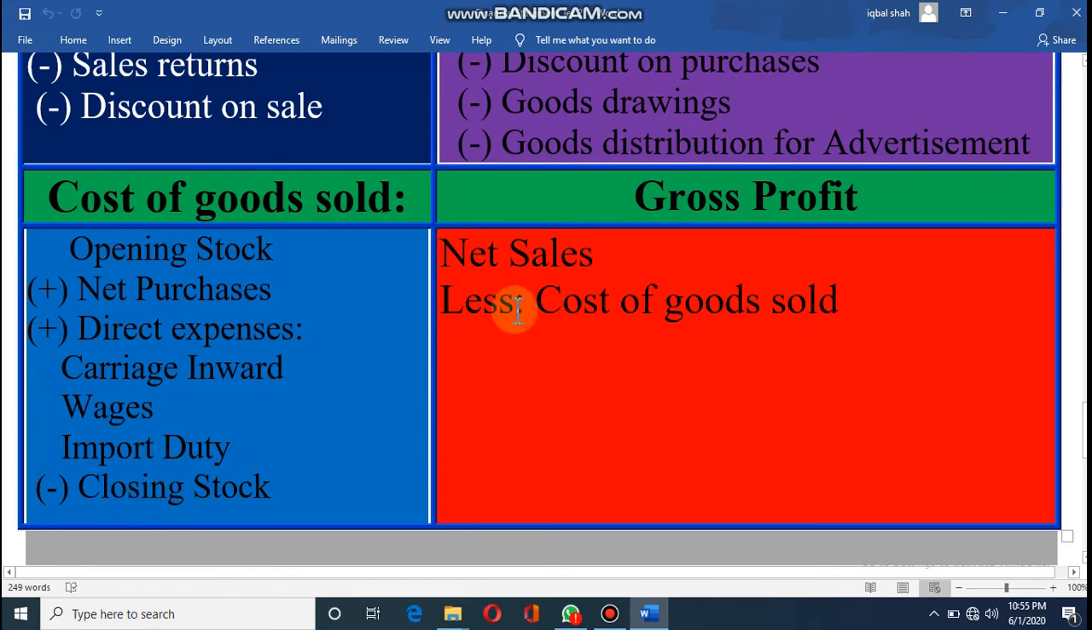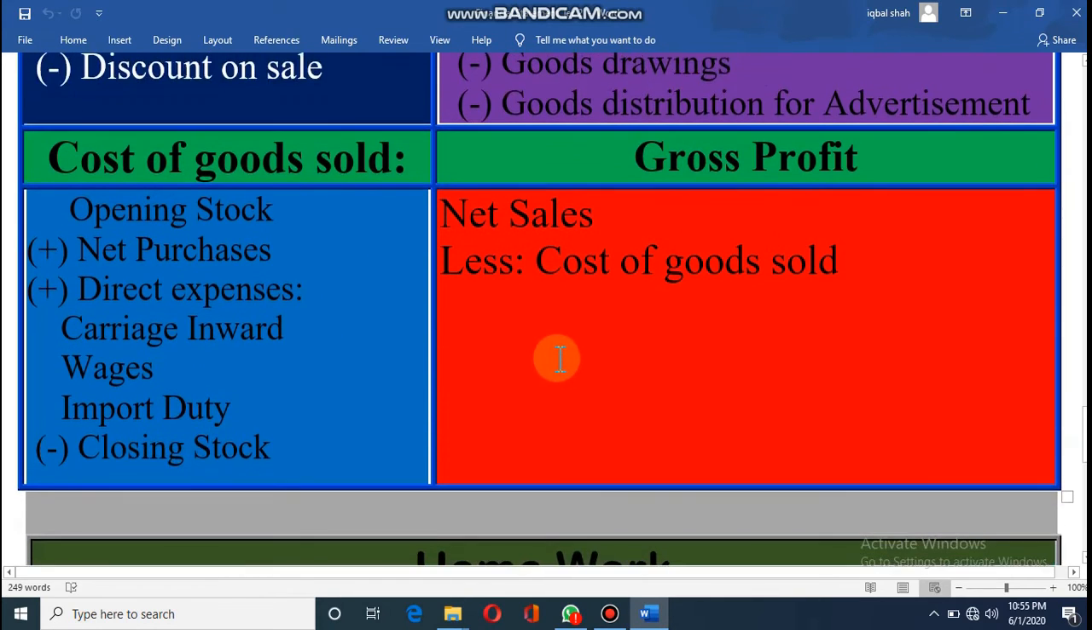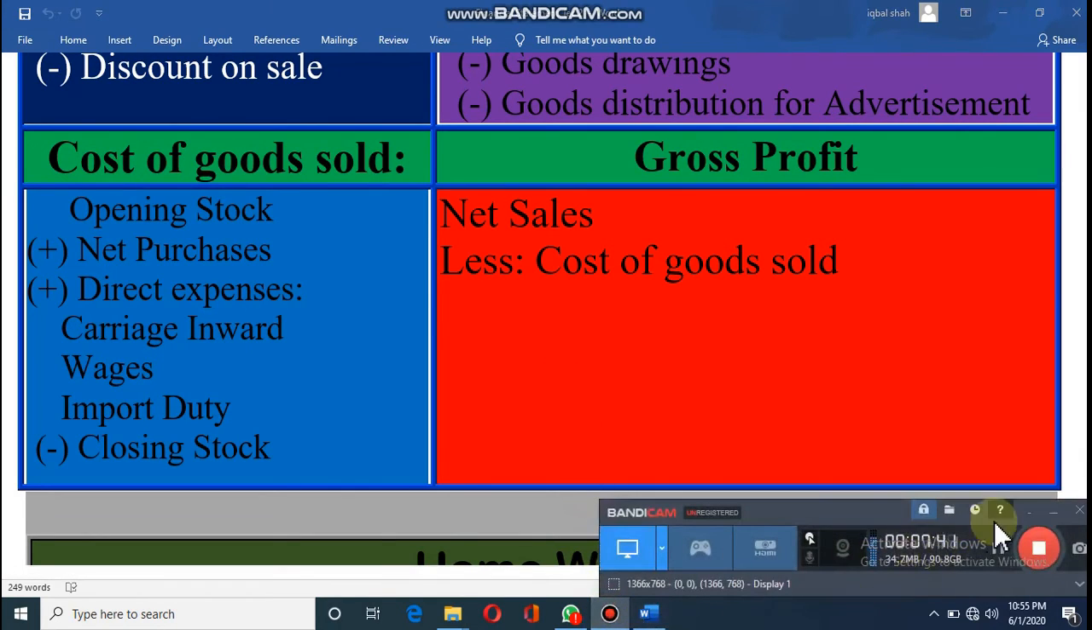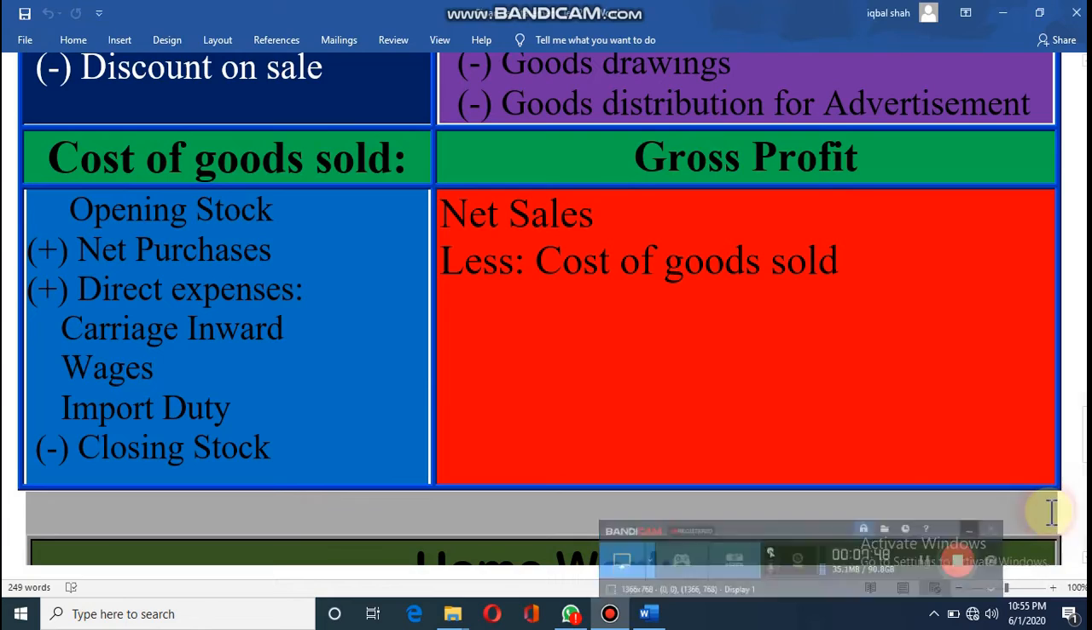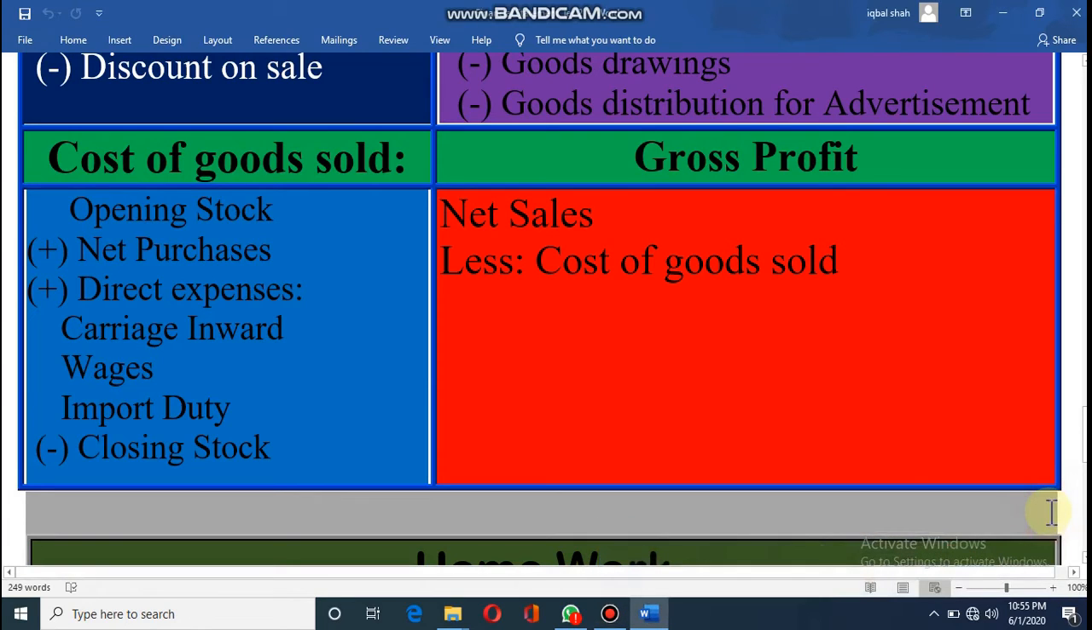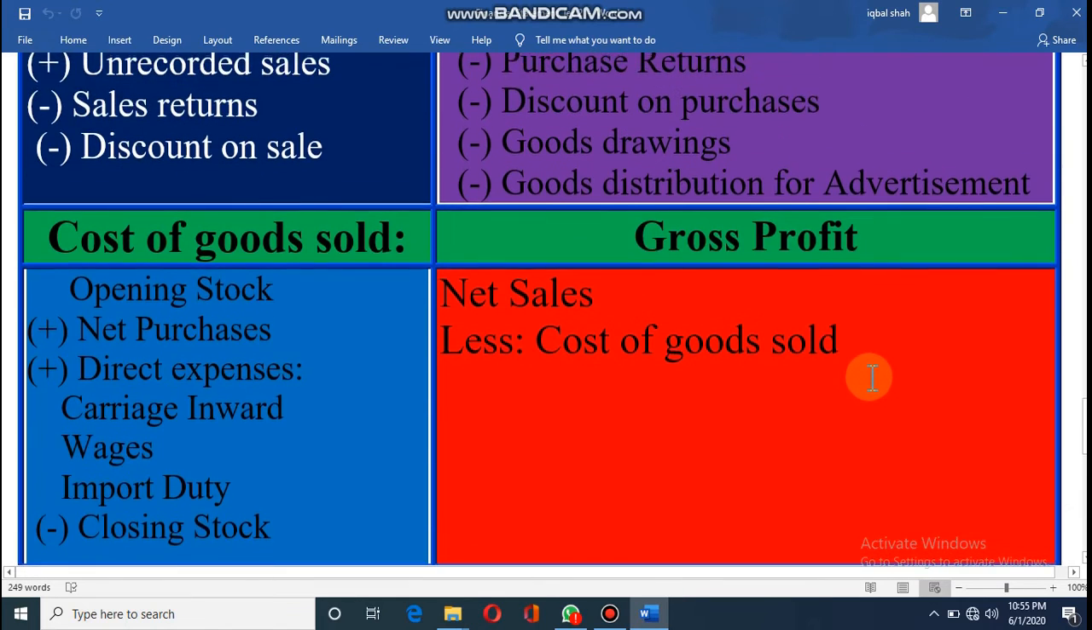Dear student, now gross profit. How will you find out gross profit? Dear student, in the last class you learned that gross profit for a merchandising business is net sales less cost of goods sold equals gross profit. Net sales minus cost of goods sold equals gross profit. Dear student, I hope you understand how you can find out gross profit.